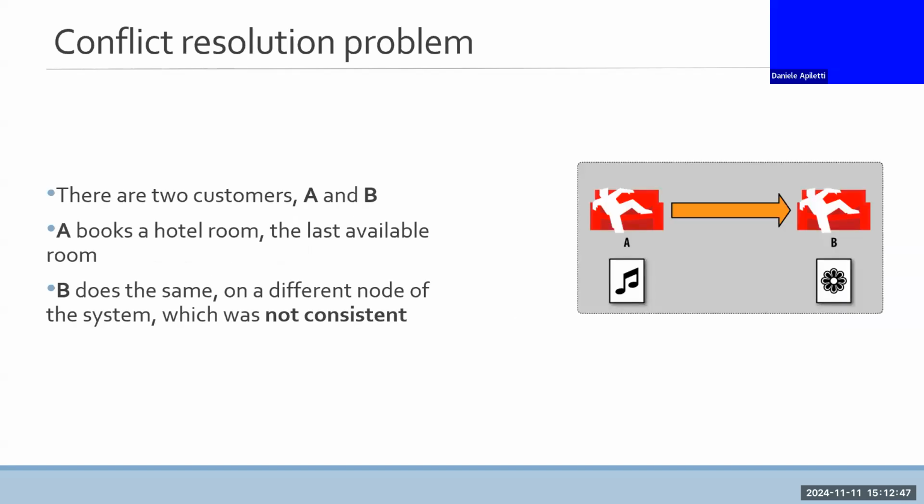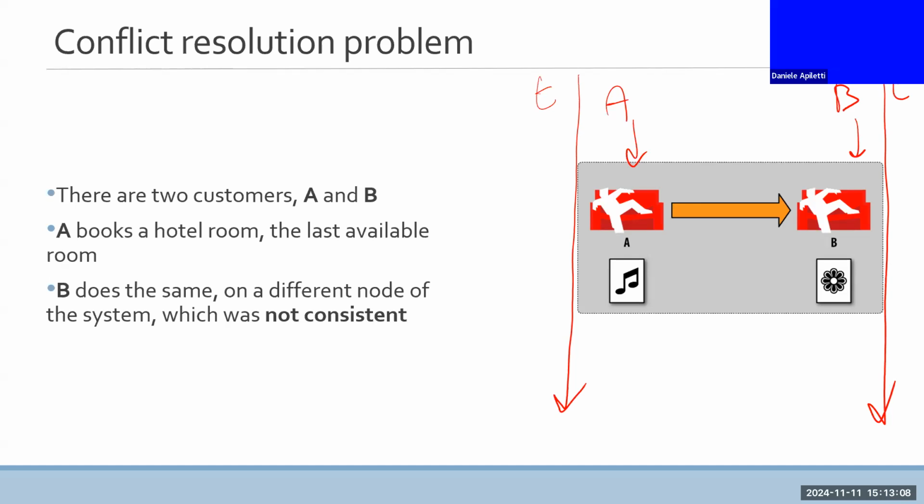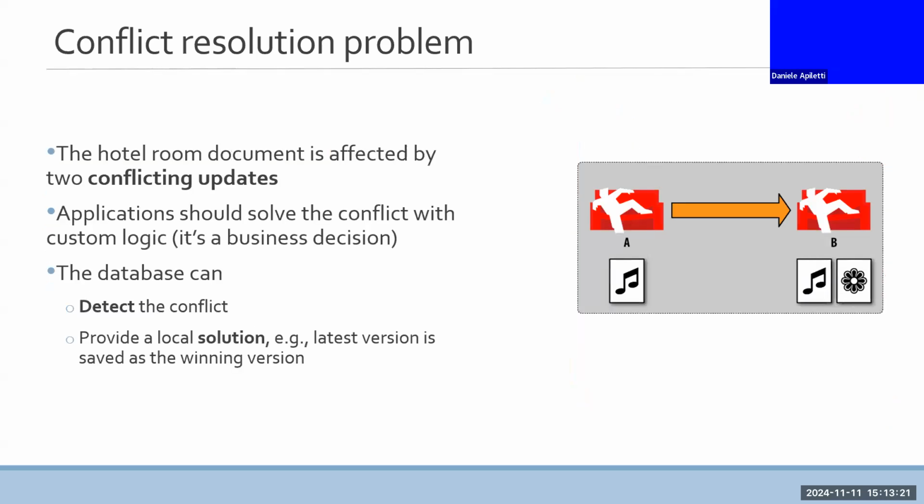You want to book a hotel room, so you have the two nodes. So you have customer A and customer B. They operate on different nodes here. If you want to look at the history of the documents, I would say on the node on the left, that's the timing which goes on, and this is the timing which goes on node B, okay? So at some point on node A, someone books that room for customer A for that period, and at the same time, this happens on node B.